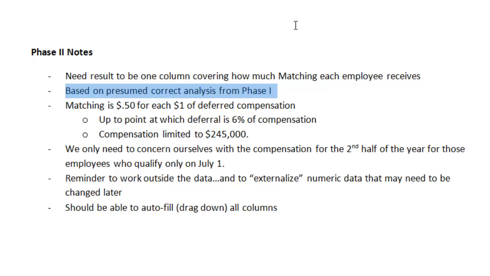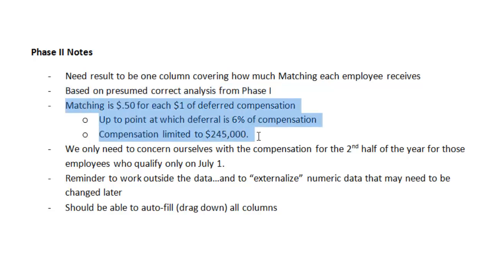If you didn't do something correctly in phase 1, either make that correction and then start phase 2, or simply use that key that I sent out via email. The actual calculation is in these 3 lines here. The matching again is 50 cents on the dollar for each dollar of deferred compensation. The limit on that deferral is 6% of your eligible compensation, and that compensation is limited to $245,000.